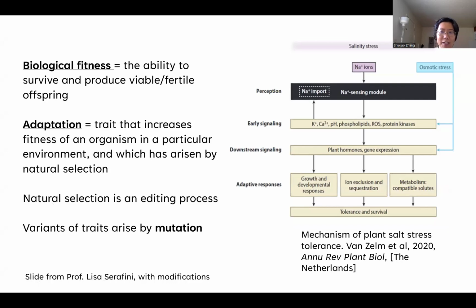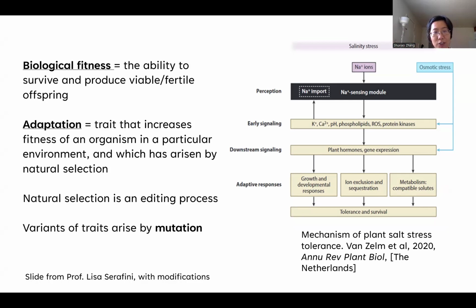And so this really gets into the concept of biological fitness, which is the ability to survive and produce viable or fertile offspring. It also gets into the concept of adaptation, which is referring to traits that can increase the fitness, or the ability to produce offspring, of an organism in a particular environment. And the adaptation is accumulation of traits as a result of natural selection.